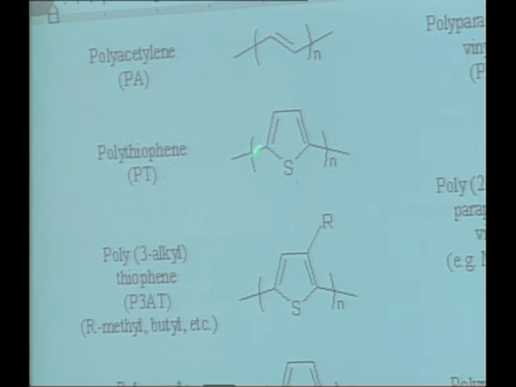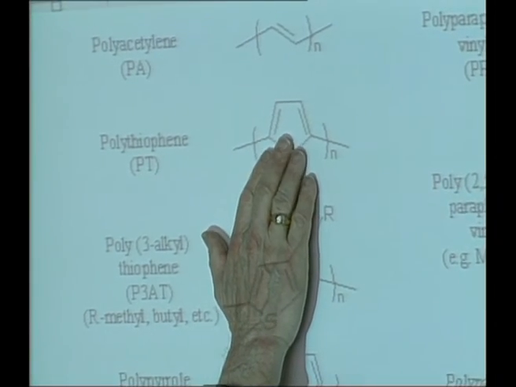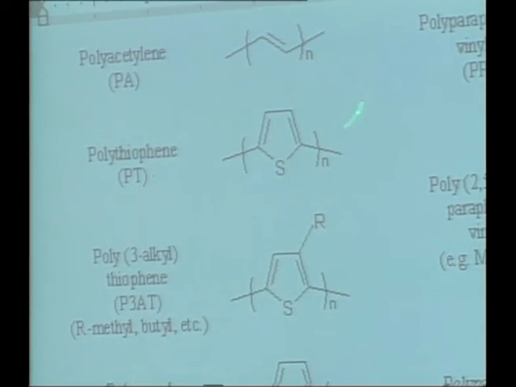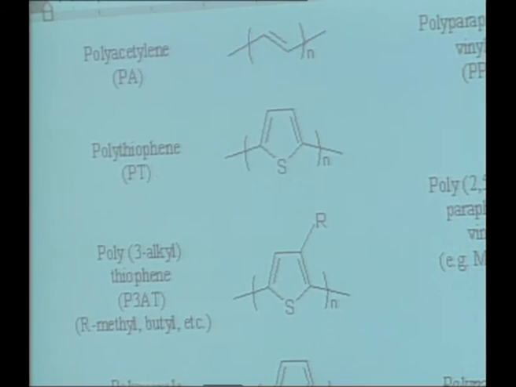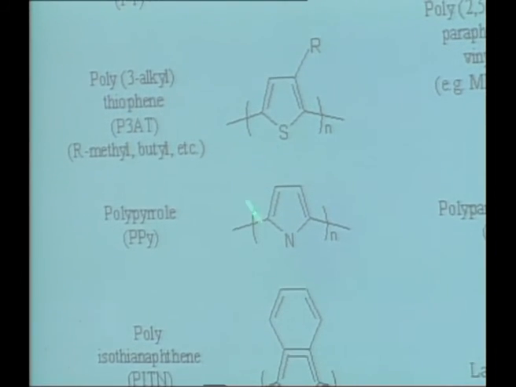All of these conjugated polymers are semiconductors. All of them have these bond alternated structures. In this case, the bond alternation is like a cis polyacetylene structure, but it's held together and stabilized by the heteroatom, the sulfur atom. This is polythiophene. This is polypyrrole. Instead of the sulfur, you put in the nitrogen. This is polyparaphenylene.